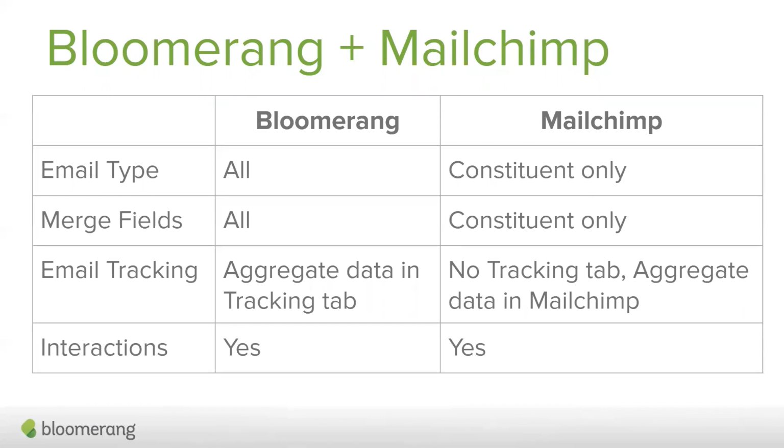Email tracking will have the tracking tab in Bloomerang. So once you send a Bloomerang email, you have that tracking tab where you can see all the statistics on those delivery. Whereas in Mailchimp, we won't have that available in Bloomerang, but you will be able to see those reports and those statistics in your Mailchimp account. But either way, if you're sending a Bloomerang mass email or if you're sending through Mailchimp, interactions will be recorded in your Bloomerang database.